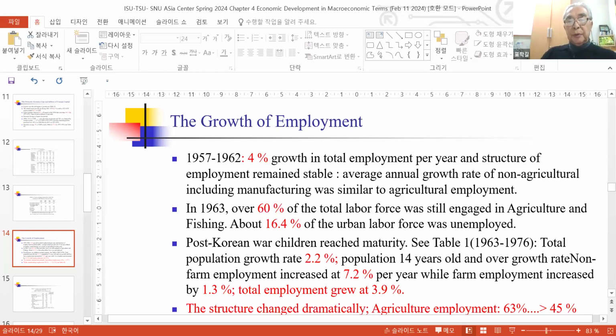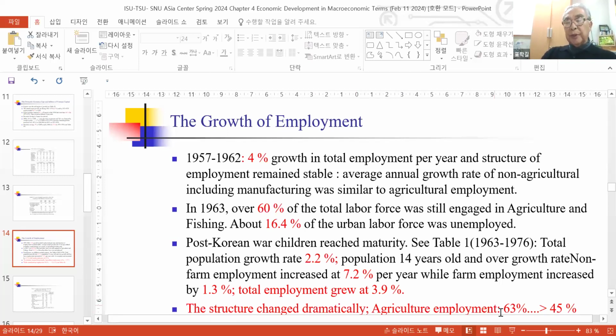Post-Korean War children reached military maturity. See table 1, total population growth rate 2.2%. Population 14 years old and over growth rate, non-farm employment increased at 7.2% per year, while farm employment increased 1.3%. Total employment grew 3.9%. The structure changed dramatically.